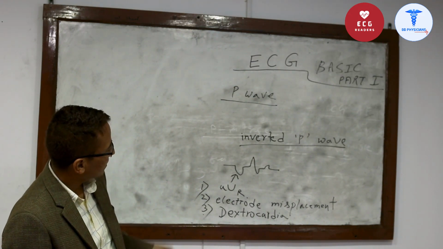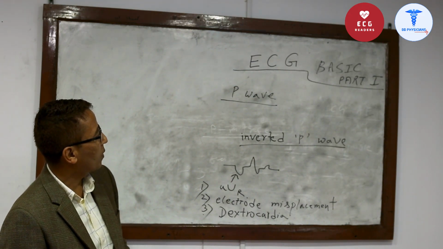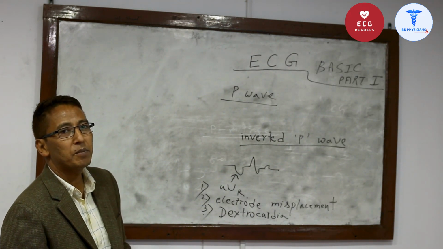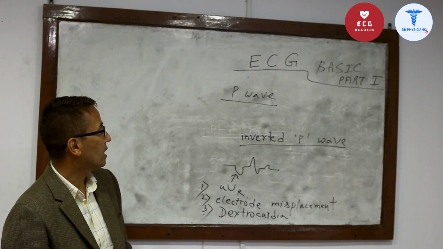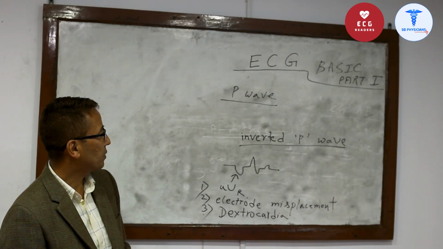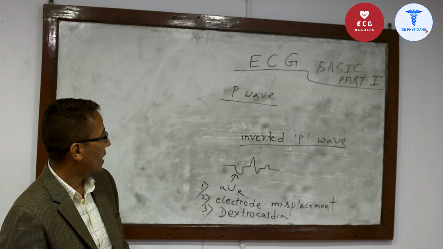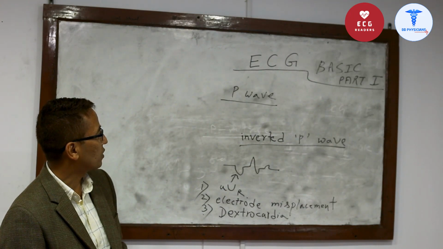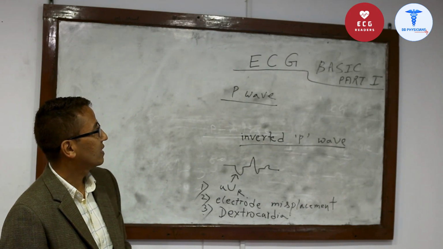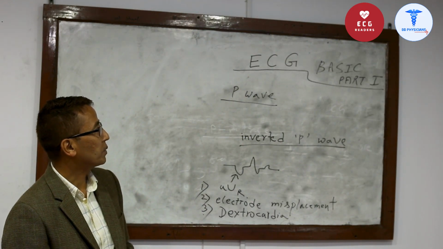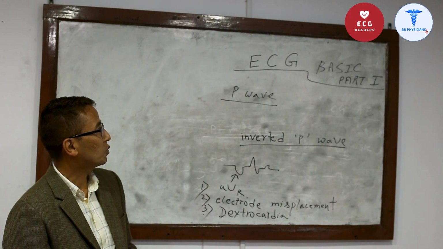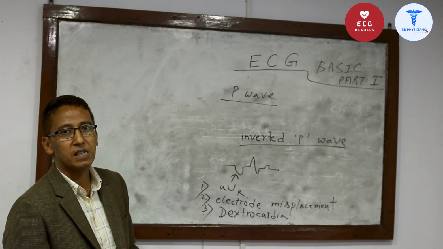So this is all about the normal P wave and abnormal P wave. Any abnormality in the shape, like the inverted P wave, and we have discussed everything about the P wave and also the absent P wave. This is all about the P wave, and with this information we come to the end of ECG Basic Part 1.